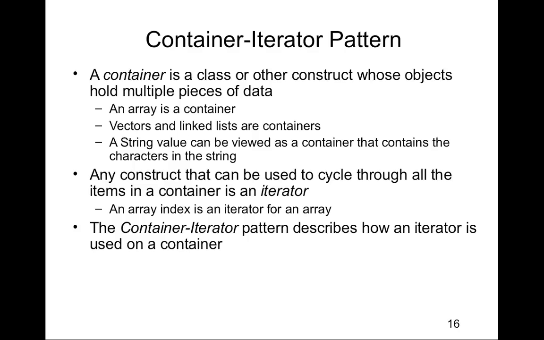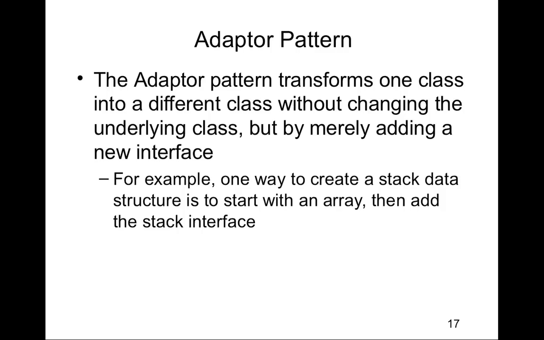Any construct that can be used to cycle through all of the items in a container is called an iterator. It's a design pattern associated with iterating through containers, lists, or other structures. An array index is an iterator for an array, and that's why the index concept is part of the array in its implementation. So container-iterator patterns describe how an iterator is used on a container.